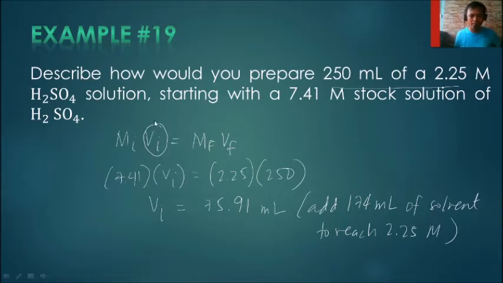So, what we are going to do is this, gamit yung ating equation. So, initial molarity is 7.41 while the initial volume is said to be unknown. Then, the final molarity and the final volume would be this one, 2.25 multiplied by 250. So, you will get an initial volume of 75.91 ml, which means, starting from 75.91 ml, para ma-achieve po yung 250 ml, so ibawas lang natin, you will get 174 ml of solvent. So, you need to add 174 ml of solvent para ma-reach mo yung less concentration level na 2.25 M.